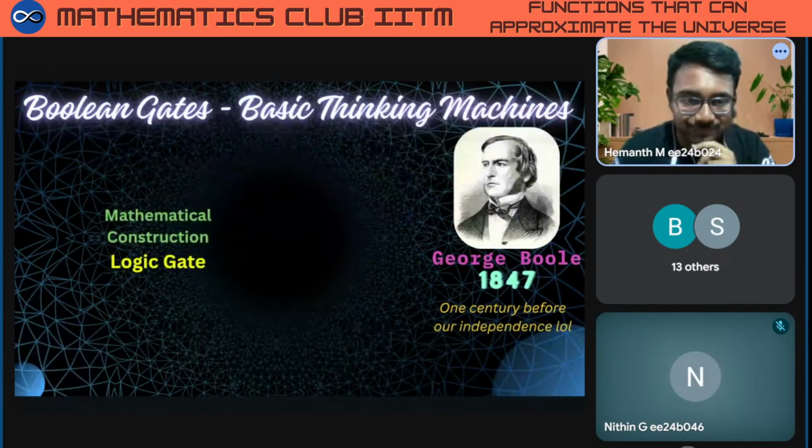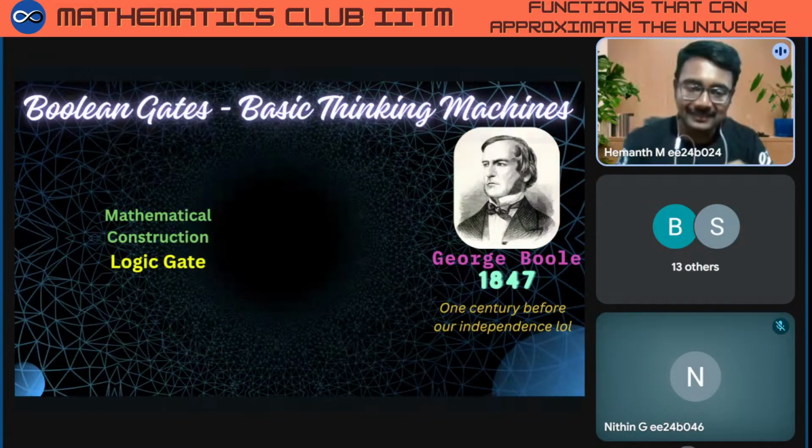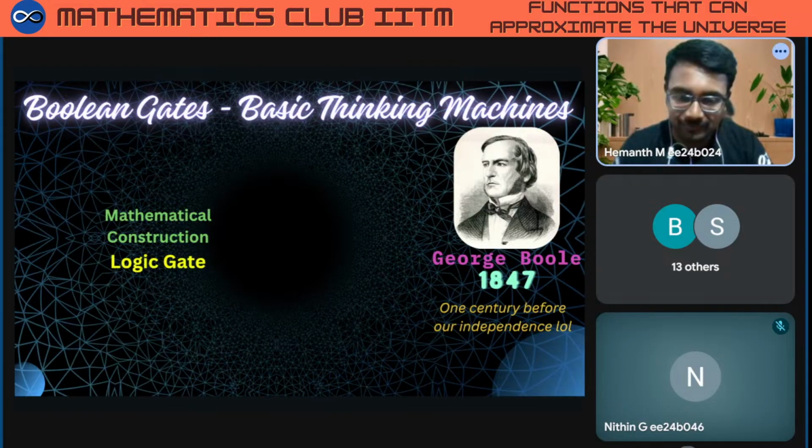So now we'll go over Boolean gates or basic thinking machines. This is slightly off topic. This does not fall in the timeline that we were following, like we were going in the order of how things evolved. But I still wanted to cover this one topic because this is very helpful in explaining how powerful these multi-layer perceptrons are. We'll see that an MLP can model any Boolean function. So for that sake, we need to have a basic understanding of what Boolean gates are. If you already know this, it will just be a recap, so no worries.